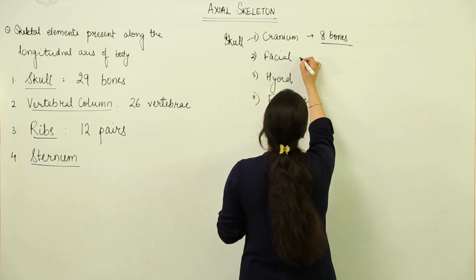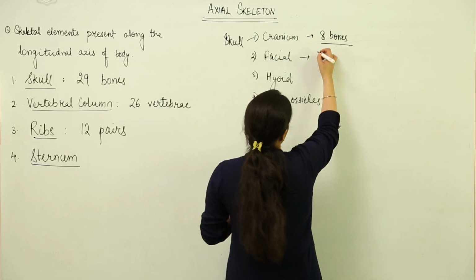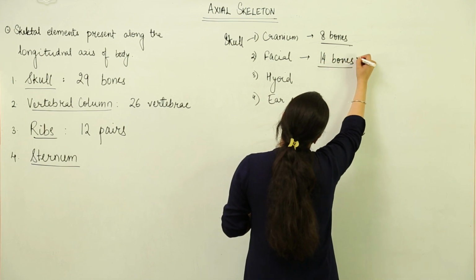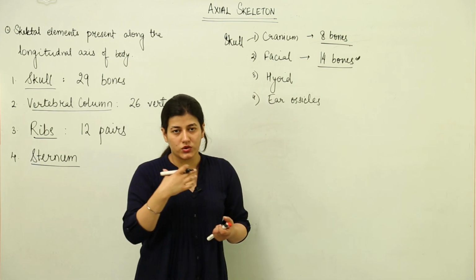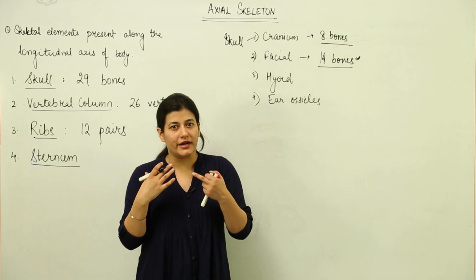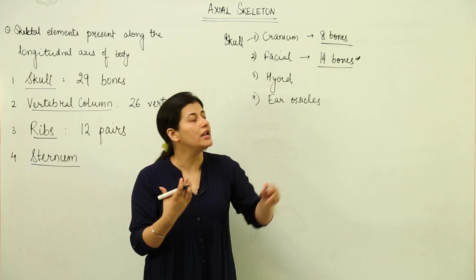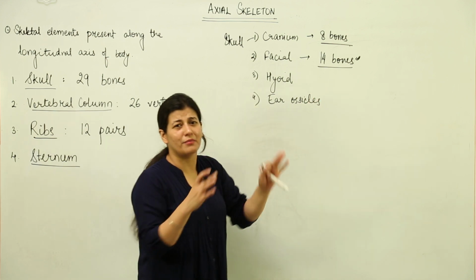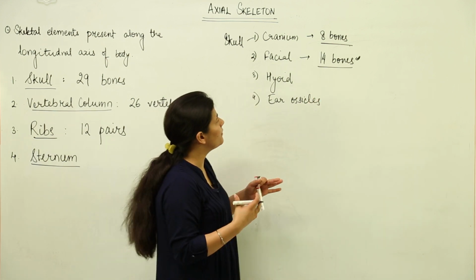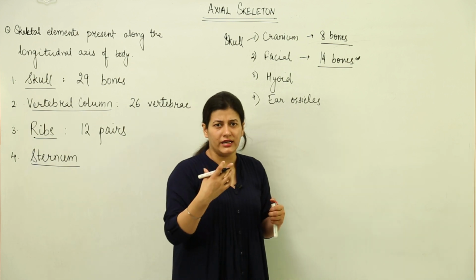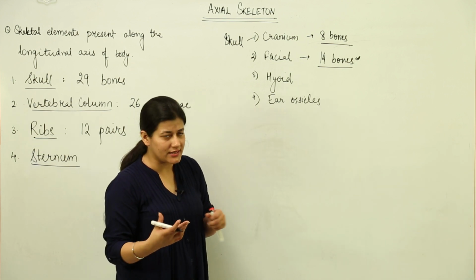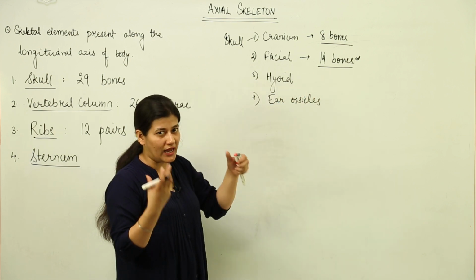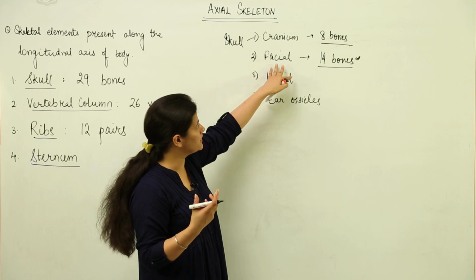Now we come to the next part of the skull, that is the facial bones. They are 14 in number. They form the front, the nose and the lower jaw part. The frontal part of the skull is made up of facial bones which are 14 in number. You need not remember the names of individual bones. When we study the skull diagrammatically, that time we will discuss the names, but for now you have to remember the number of bones, and importantly you have to remember that the eye sockets and the nose bones are present in the facial bones.